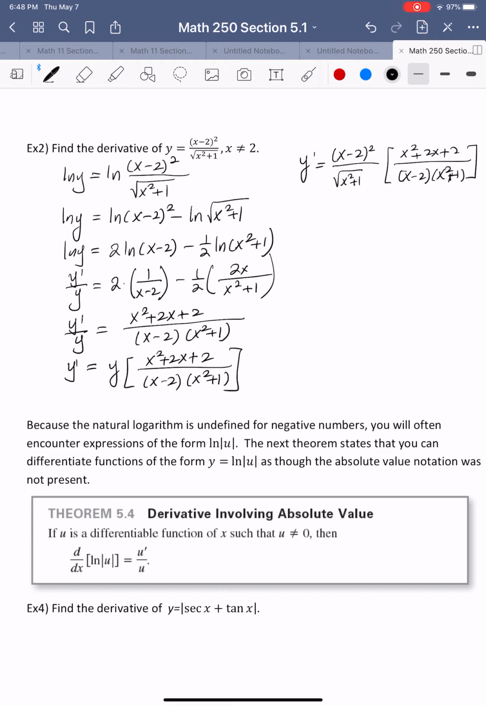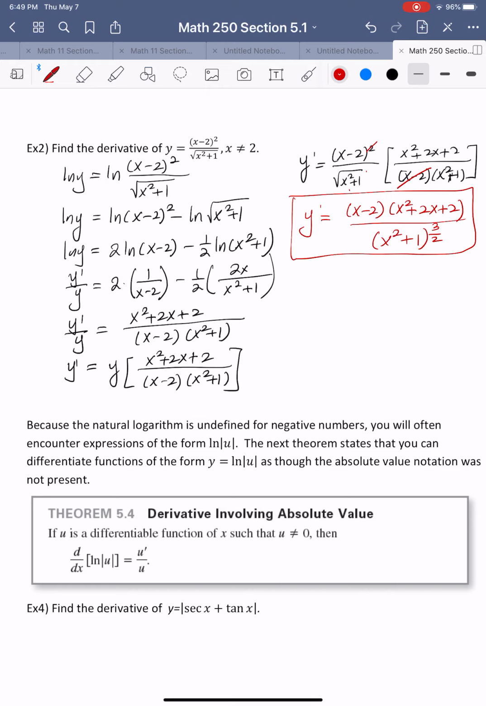And then there are cancellations in here, so I can cancel one of these against this one, and I can put this together. If I simplify that, y prime is now (x minus 2) times (x squared plus 2x plus 2) over (x squared plus 1), with the half plus 1 giving 3 over 2. So this is actually the y prime. It takes a while to find the answer though.